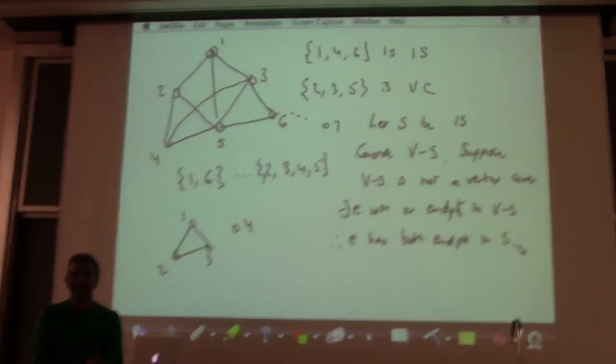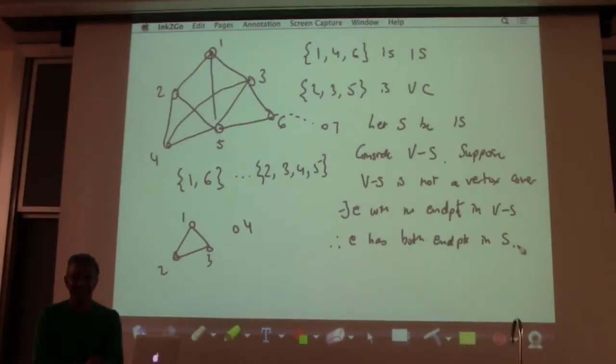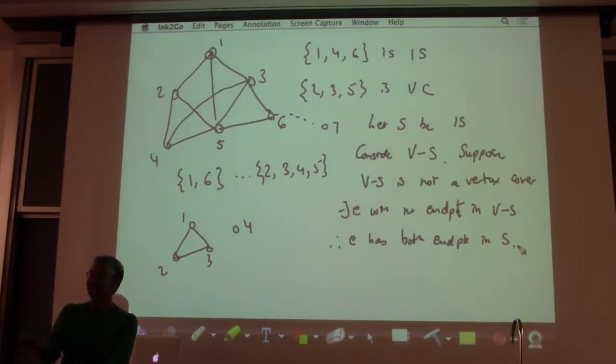That's a problem, isn't it? Because we said S was an independent set. You cannot have edges between vertices in S. That's a contradiction. So if S is an independent set, and you look at V minus S, it has to be a vertex cover. So the claim is actually true.